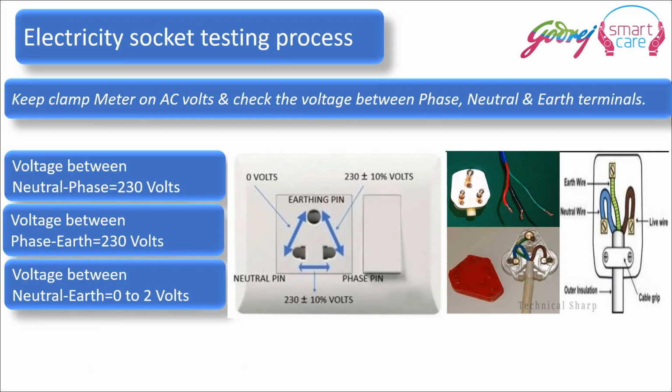After checking, we have to ensure that the voltage between neutral and phase is 230 volts. Voltage between phase and earth should also be 230 volts, and voltage between neutral and earth should be 0 volt.